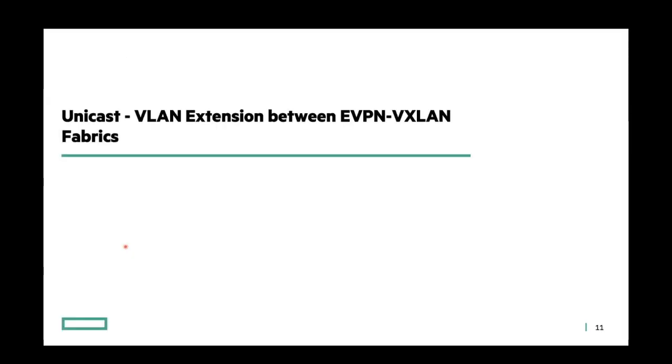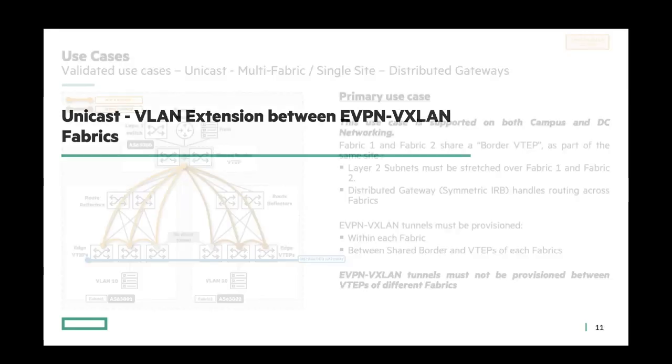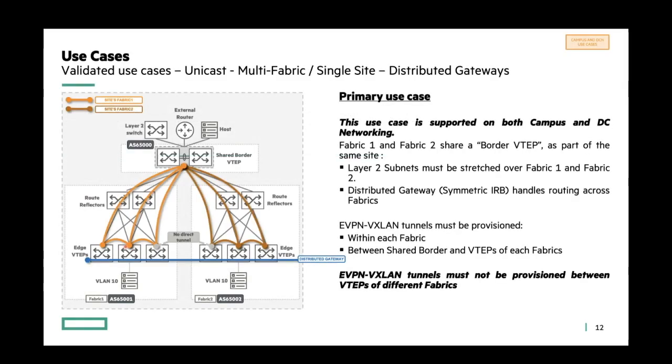Okay, so now let's see the use cases. As usual, we will start with the layer 2 extension capability. Obviously, the primary use case is to be able to extend a layer 2 subnet across different fabrics attached to the same shared border.